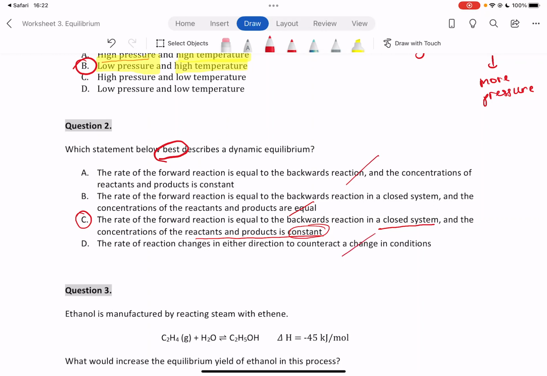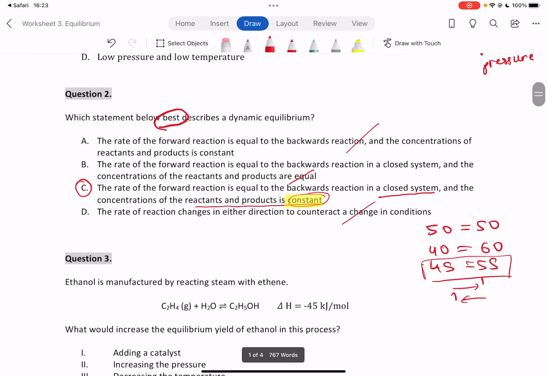So the crucial thing is that equilibrium does not always mean 50-50 concentration on the left and on the right. It sometimes can be 40-60, sometimes 45-55, but at least they should be constant. Like if 45-55 is the equilibrium, if one goes to the left side, one should come to the right side, so that we have the same amounts at the end. So the answer is C.